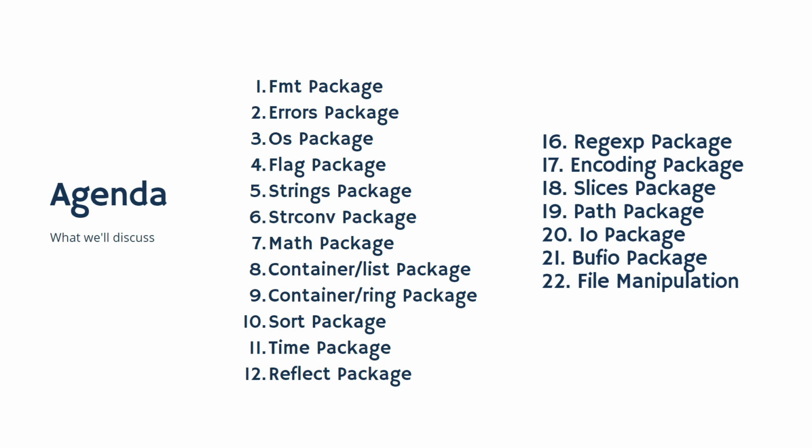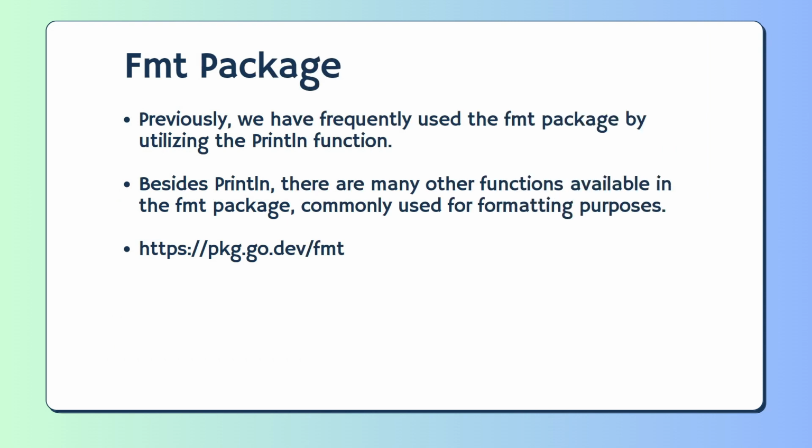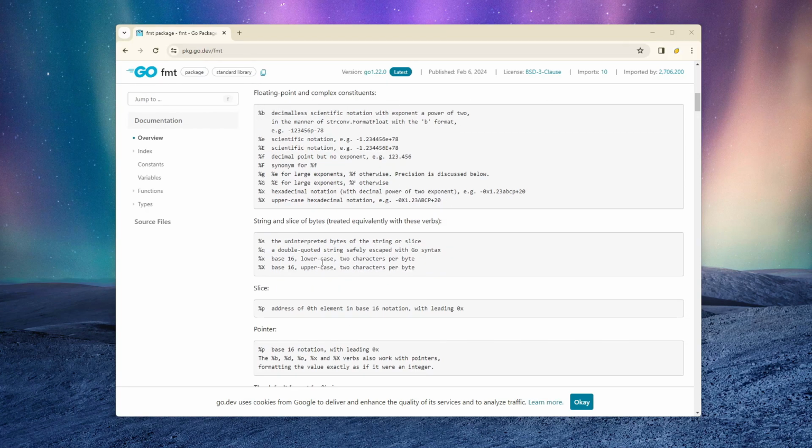Let's get started. Here's the agenda we'll cover while learning standard library Golang. First, we'll begin with the FMT package. Previously, we have frequently used the FMT package by utilizing the println function. Besides println, there are many other functions available in the FMT package, commonly used for formatting purposes. There are many functions that we can use in the FMT package.